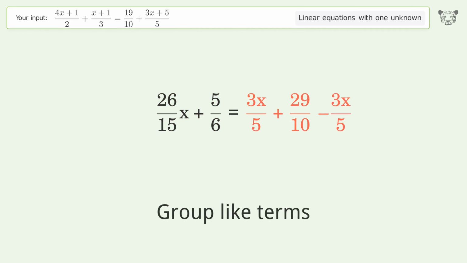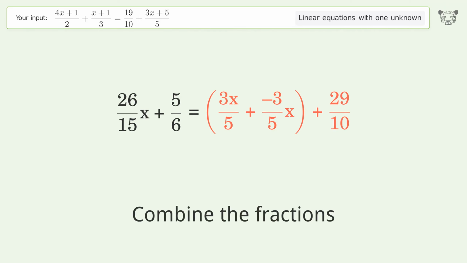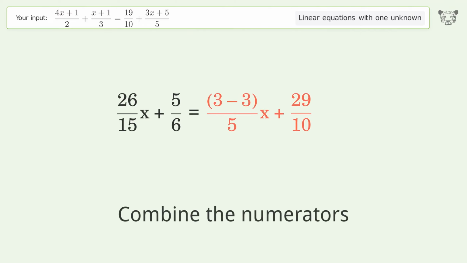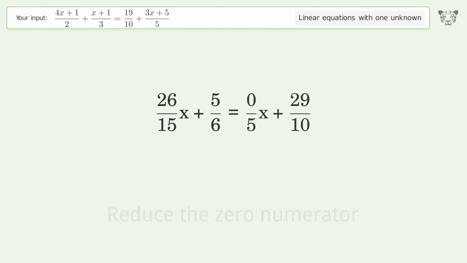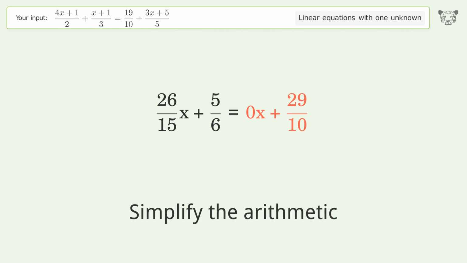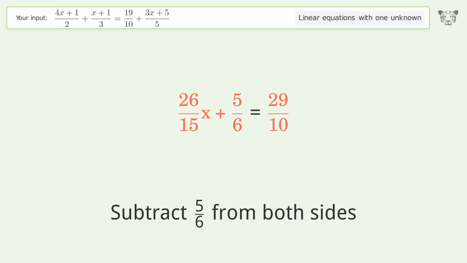Group like terms. Combine the fractions. Combine the numerators. Reduce the zero numerator. Simplify the arithmetic. Group all constants on the right side of the equation. Subtract 5/6 from both sides.